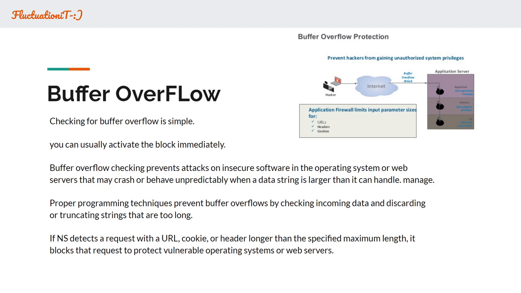To protect against a buffer overflow exploit, it's very simple, because it will block immediately. The buffer overflow check prevents attacks against insecure operating system or web server software. If the web application detects a request with a URL or cookie header that is longer than a specified maximum length, just like I told you, it blocks that request to protect the vulnerable operating system or web server. You can go in the configure buffer overflow, block it, and specify a maximum URL length, maximum cookie length, and maximum header length.